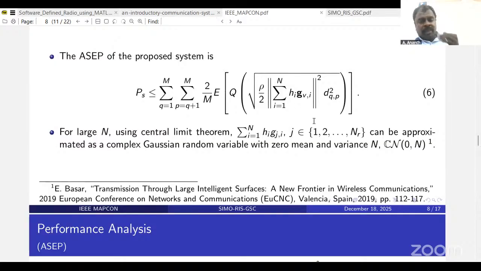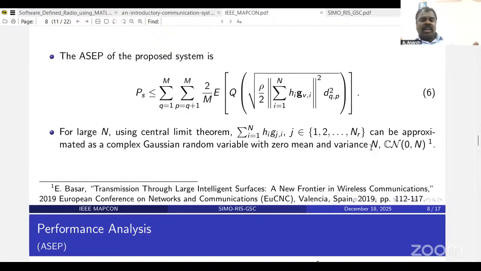By literature, it is known that if you have one transmitter antenna, one receiver antenna, and n number of RIS elements between them, this particular channel fading coefficient will have a PDF of complex normal with mean 0 and variance n. Complex Gaussian random, mean 0 and variance n. So this means you have one transmitter, one receiver, and n number of RIS elements. For this, the channel fading coefficient is something like this.